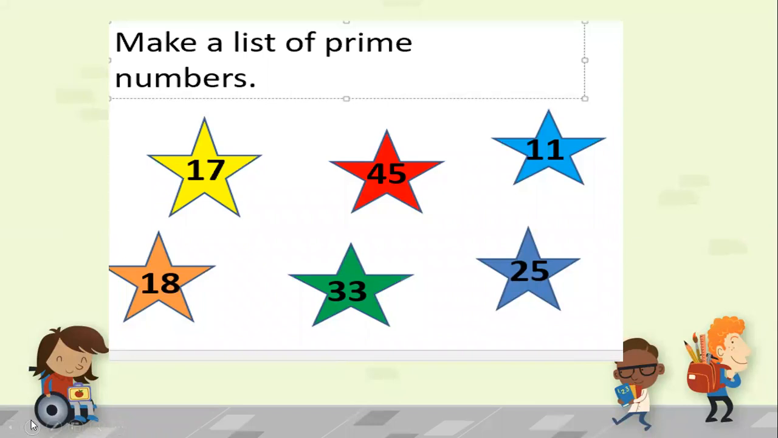Now make a list of prime numbers from the given numbers. The numbers are 17, 45, 11, 18, 33, and 25. Yes, only 17 and 11 are the prime numbers here.